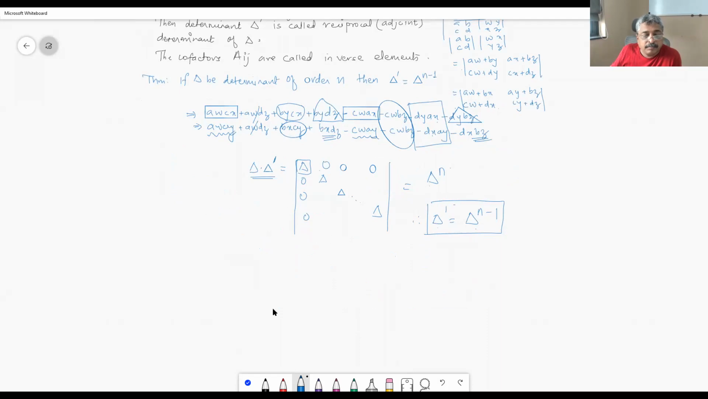Theorem: a skew symmetric determinant of odd order vanishes. That means it is equal to 0.